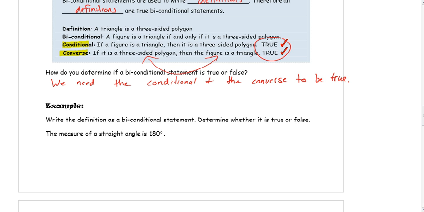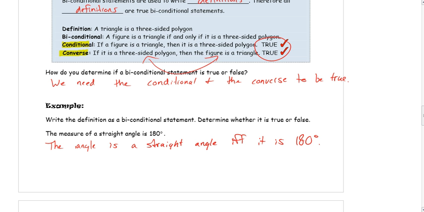Write the definition as a biconditional statement. Determine whether it's true or false. The measure of a straight angle is 180 degrees. So we would say the measure, the angle is a straight angle if and only if it is 180 degrees. Again, to check this, we need to check the conditional and the converse, so check it in both orders.